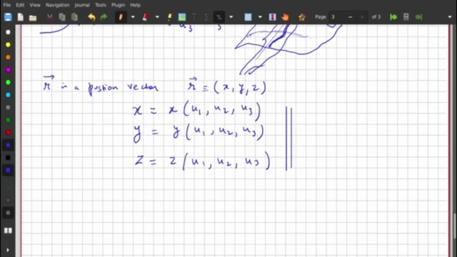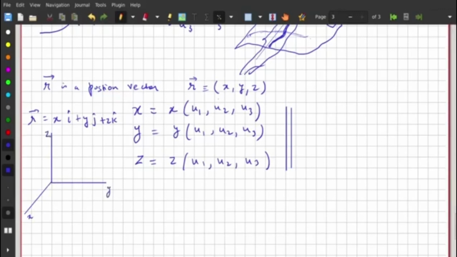So in Cartesian, this r is given by x i cap plus y j cap plus z k cap, where i, j, k denote the unit vectors in the x, y, and z directions respectively. So this is i, j, and in this direction we have k.